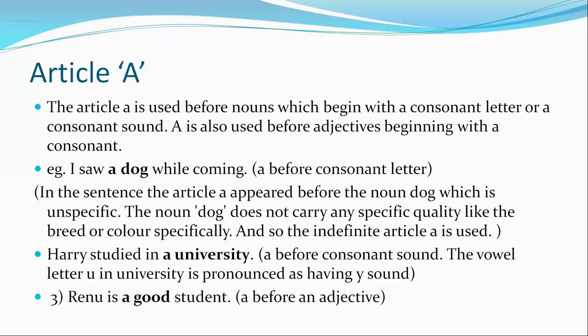The second example, Harry studied in a university. Here, the article a is used before the noun university. You may have a doubt that this noun university begins with a vowel letter. But considering this noun phonetically, it will begin with the consonant sound Y. University. It begins with a consonant sound Y. And so we must consider this as a noun beginning with a consonant sound, and so the article a should appear here.